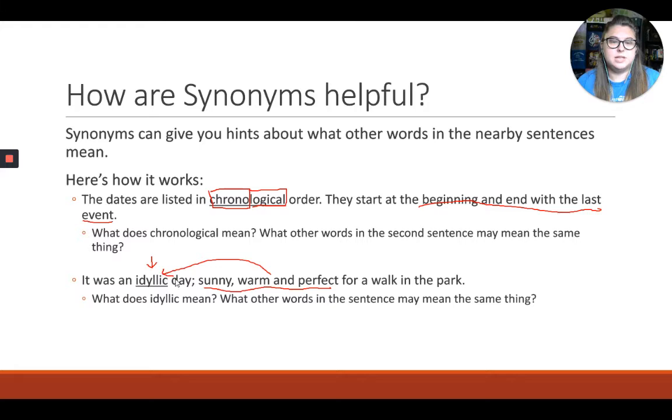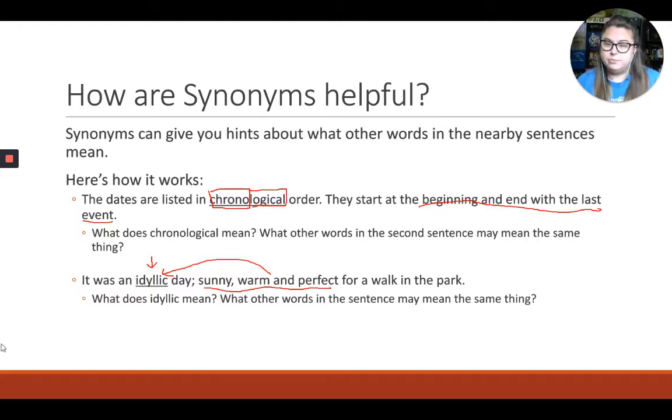What I'm going to do is try to replace the word idyllic with perfect and see if they're synonyms for one another. So if I reread that sentence, it was a perfect day, sunny and warm and perfect for a walk in the park. Yeah, that sounds good. I could also use the word beautiful here. Let's see if that fits. It was a beautiful day, sunny, warm, and perfect for a walk in the park.